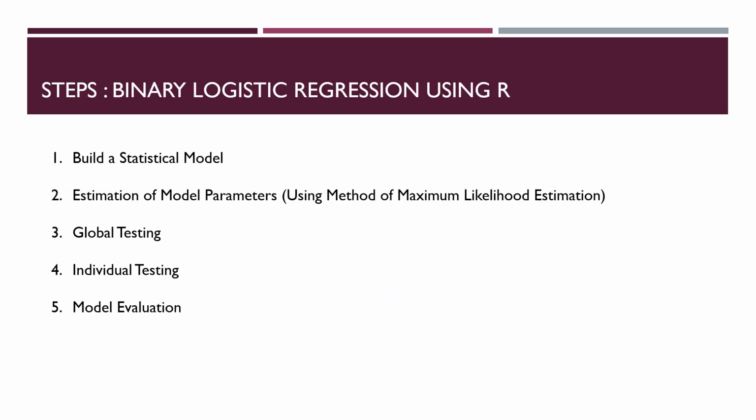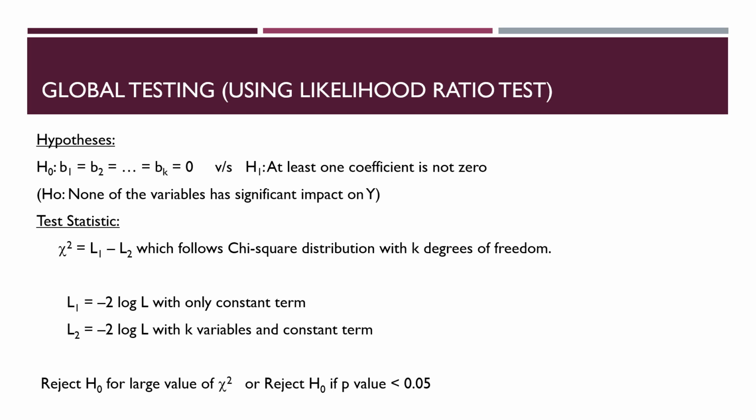Let us understand the different steps involved in binary logistic regression. First, build a model wherein we estimate the parameters. Then we test the hypothesis for the significance of independent variables using global testing and individual testing. We then evaluate the model prior to model implementation. Global testing involves testing a null hypothesis that none of the independent variables are significant against the alternative hypothesis that at least one variable is significant.